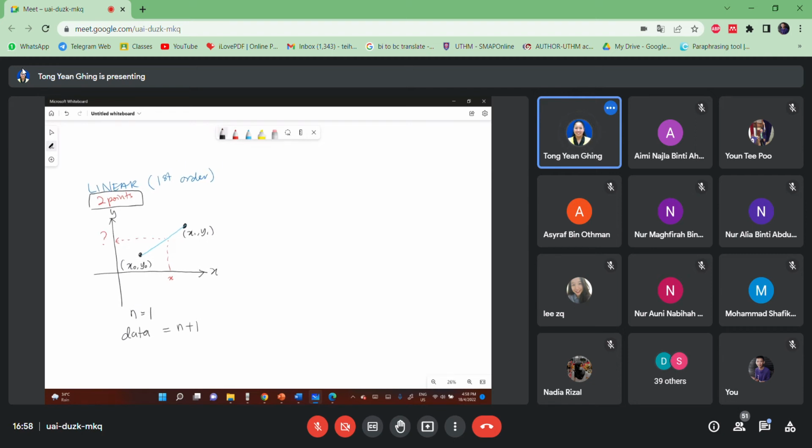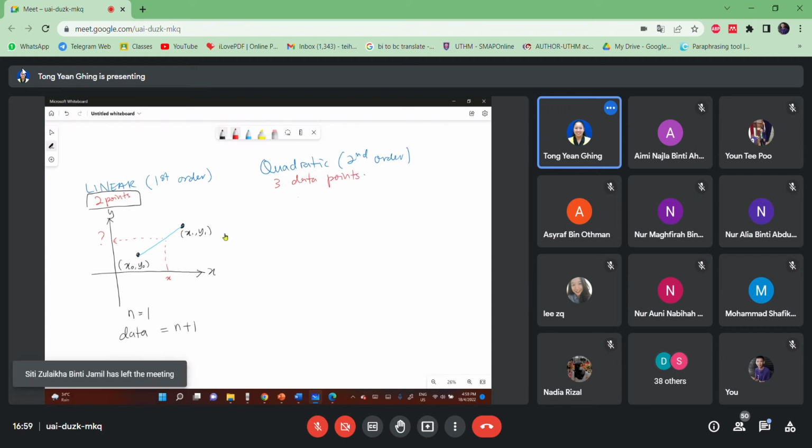If let's say this is linear, let's say we have a second order polynomial. Second order polynomial, we call it quadratic. This is a second order polynomial where we will have 3 data points. That's this one. Contoh.